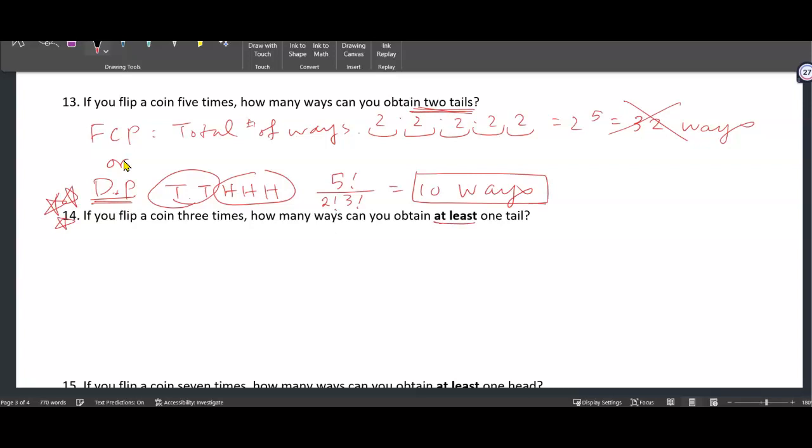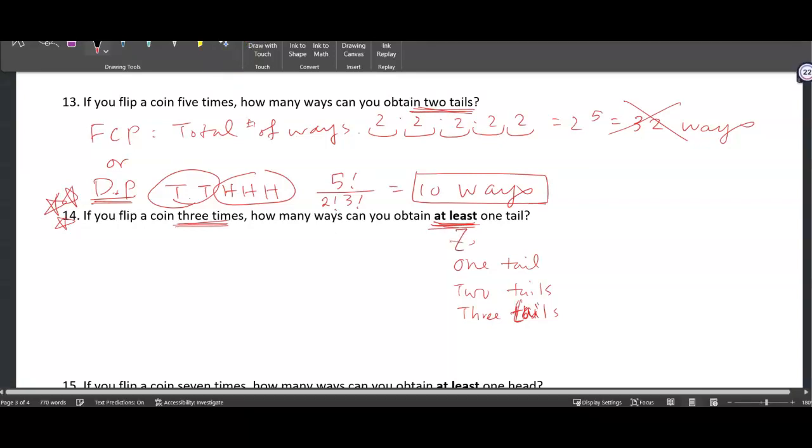Every time we see the word "at least," what does it mean by at least 1 tail? Because we flip the coin 3 times, the most we can get is 3 tails, right? So we could get 1 tail, we could get 2 tails, and we can get 3 tails. Because I only flip 3 times, I can't get 4 tails. Not possible, right? The maximum number of tails I can get is 3.